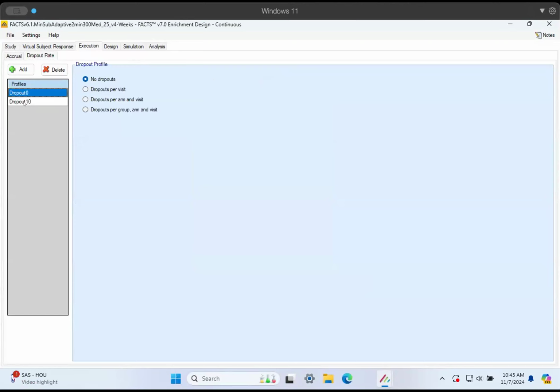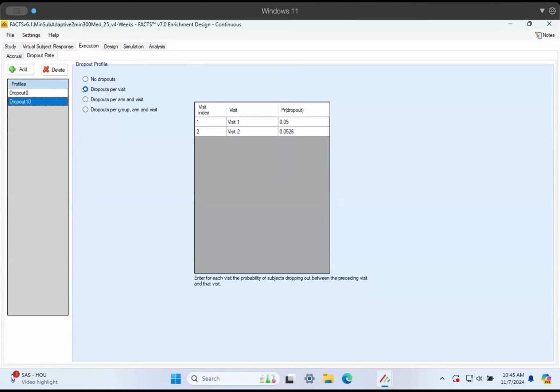We're assuming dropout rates of 0 and 10%. So 0 is no dropout, 10% is dropouts per visit. At visit, we're going to split that relatively equally. At visit 1, we assume 5% of dropouts. Visit 2, this number is conditional. So this is the proportion of people you expect to drop out, given that they have made it past visit 1, that they did not drop out at visit 1. And so in order to get a 10% marginal dropout rate, this value has to be a little bit higher than 5%. That's how we put that in there.